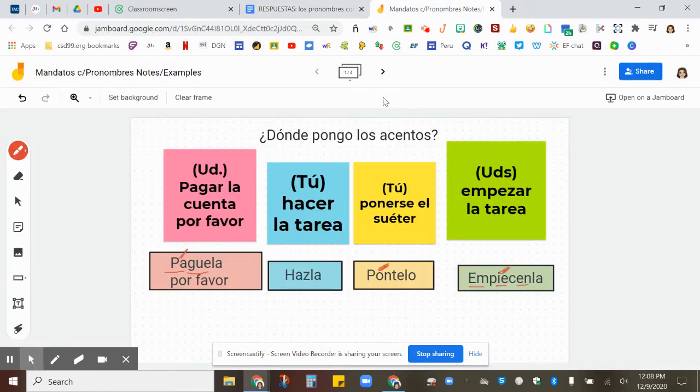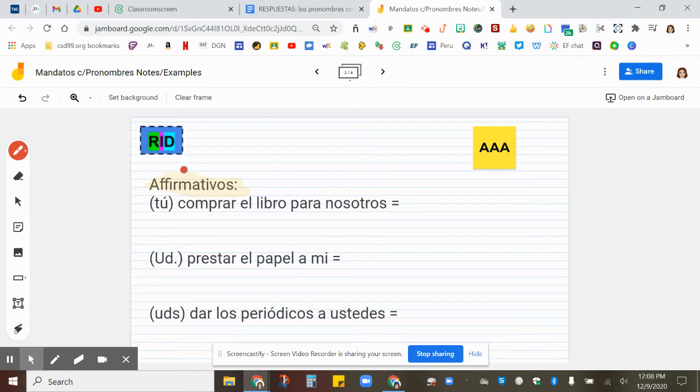Let's take a few minutes to do some affirmative tú commands practice. This is the section just below in your notes. Take each of the verbs, identify the direct object pronoun, the indirect object pronoun, take the commands, put it in its command form, then make sure, double check, you've got the AAA rule, you've got the RID rule followed, you've got all of your rules followed in order to create this command. Take a moment to complete these 3 examples, and then we will check them together. You may pause the video now and restart it when you're ready to check.